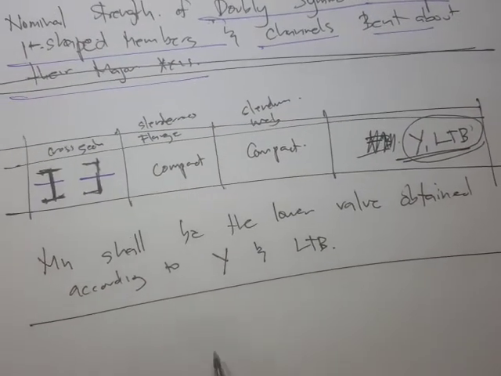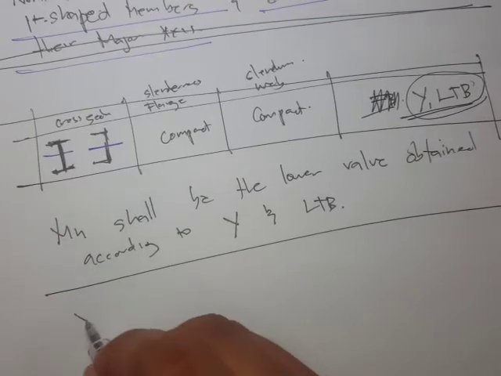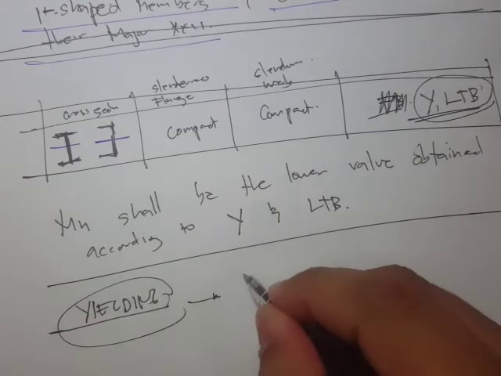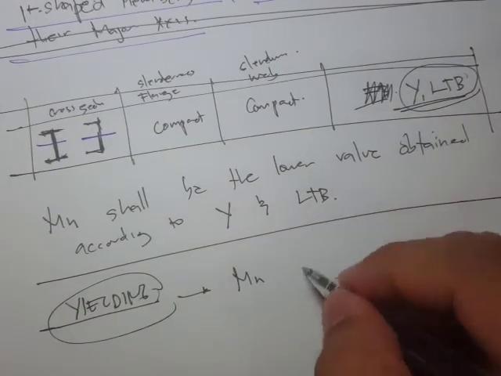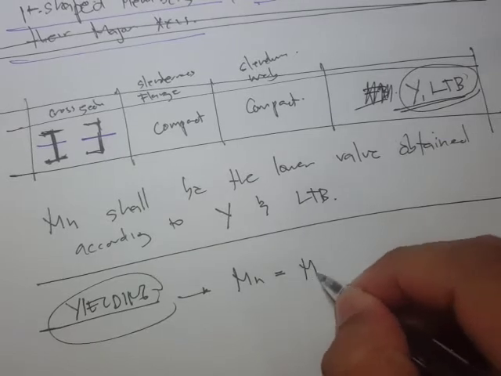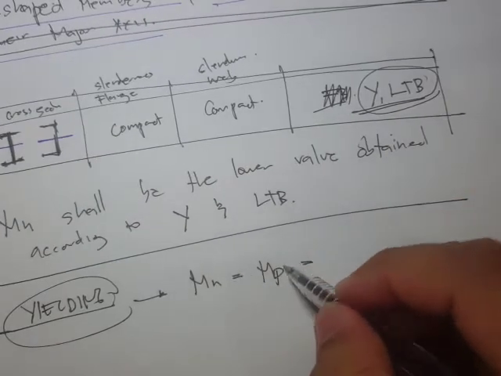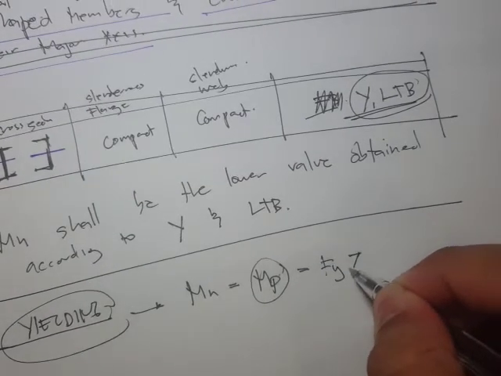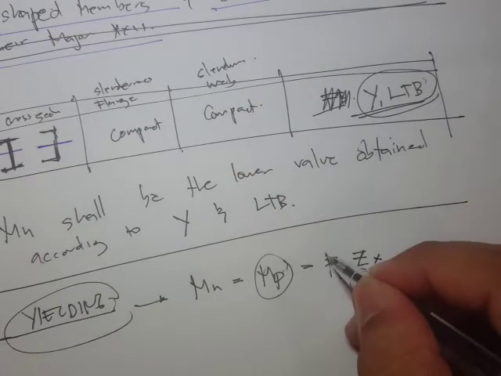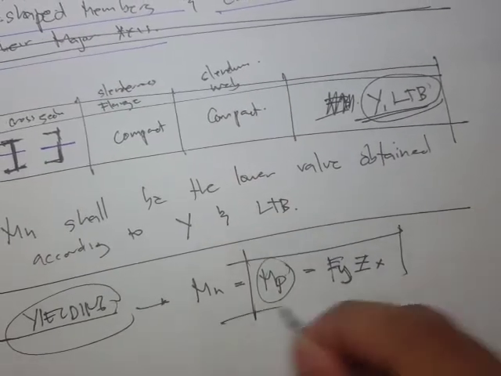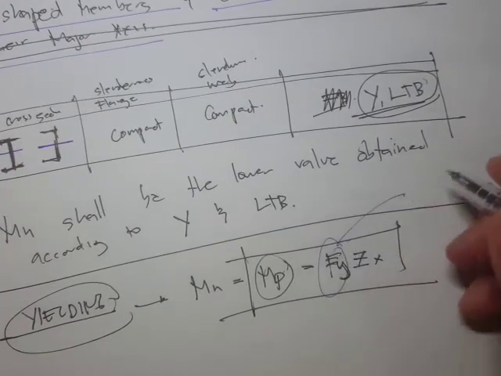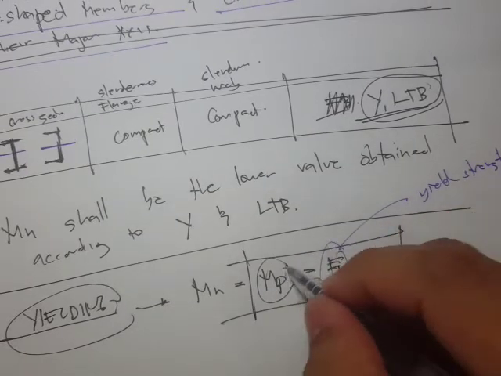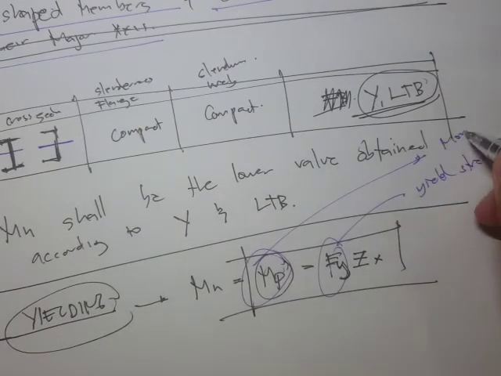Okay, so for yielding, our equation is Mn is equal to the plastic moment capacity, Mp. Okay, so take note, this plastic moment capacity is equal to Fy times Zx. Okay, so this is the equation, and this one is just simply the yield strength, and this one is the moment capacity.